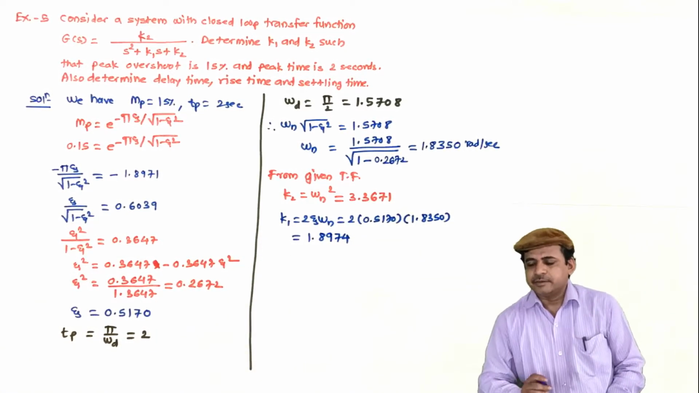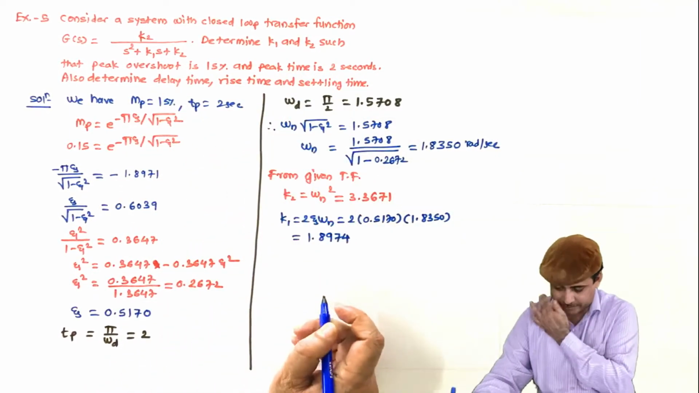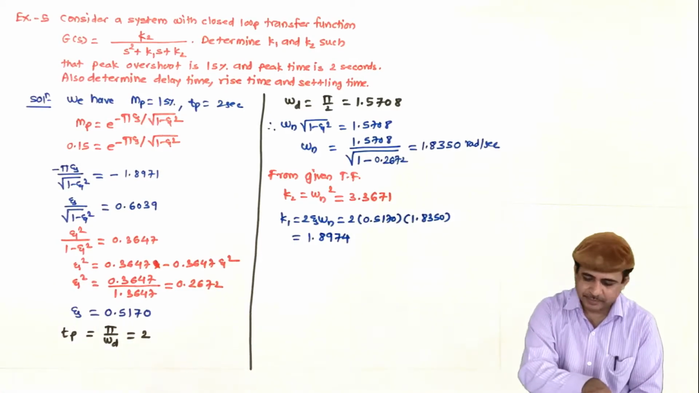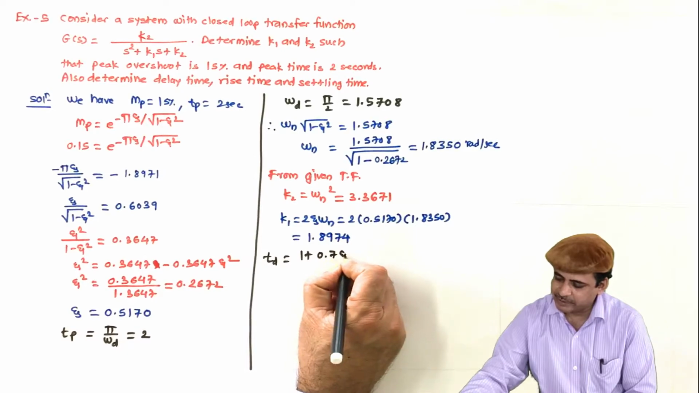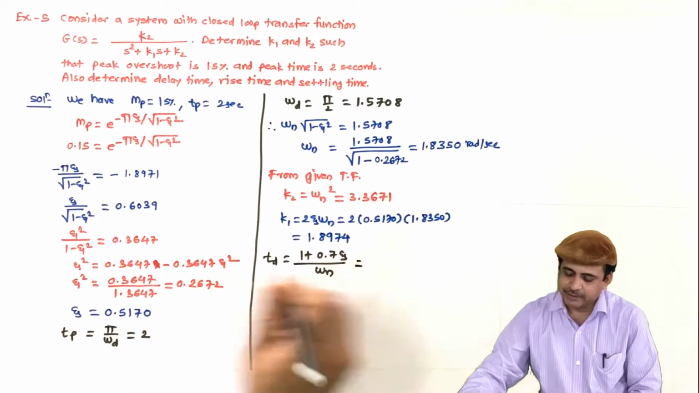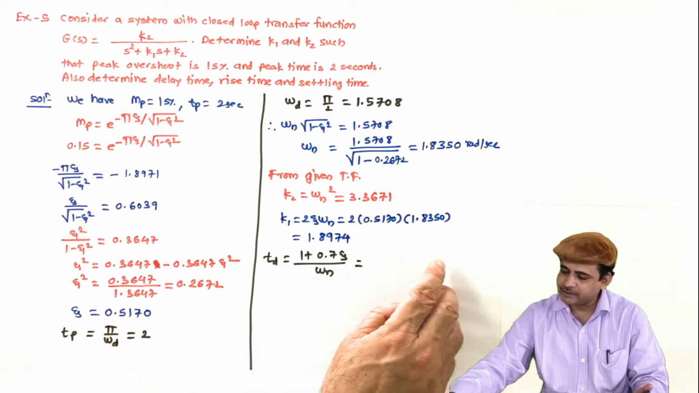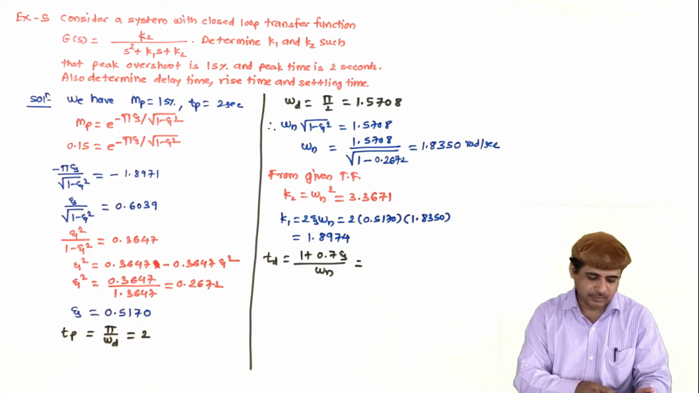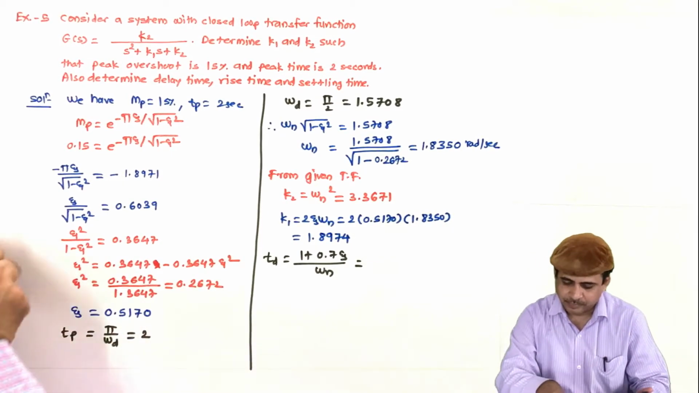So this is done. Now zeta and omega n both are available, and now we can calculate Td, Tr and Ts. Let us start with it. Td is equal to 1 plus 0.7 zeta by omega n, and that is equal to 1 plus 0.7 into zeta, which is 0.5170, divided by omega n, which is 1.835. So it is 0.7421 for Td.